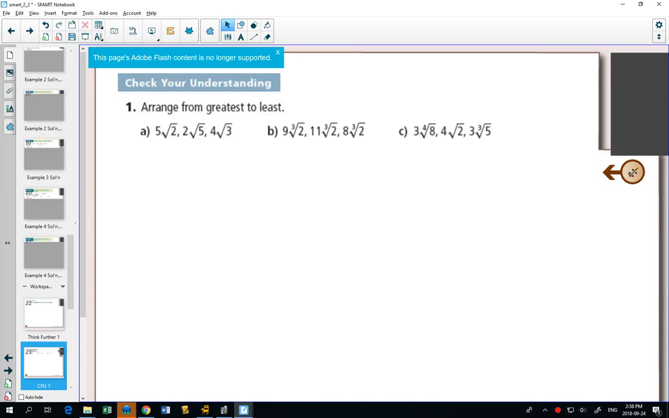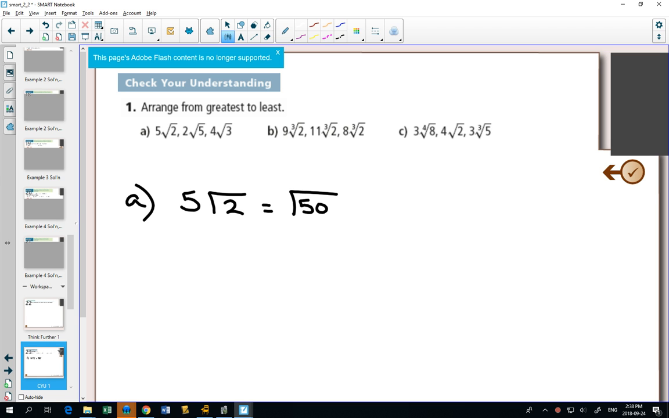In each of these examples, things are written as mixed radicals. With mixed radicals, it's not as easy to compare which number is bigger. But in entire radicals, things are easier. So what we're going to do is take the values in A and say, I know that 5 root 2 is equal to the square root of 50. And I know that 2 root 5 is equal to the square root of 20.